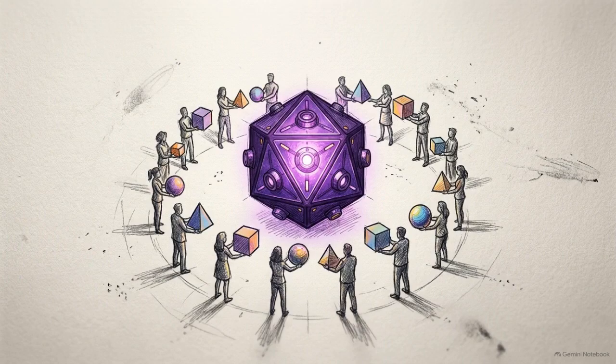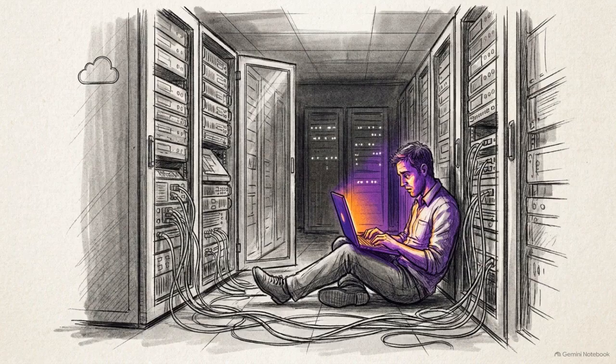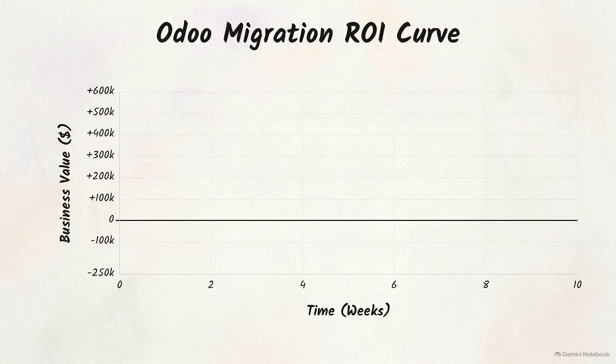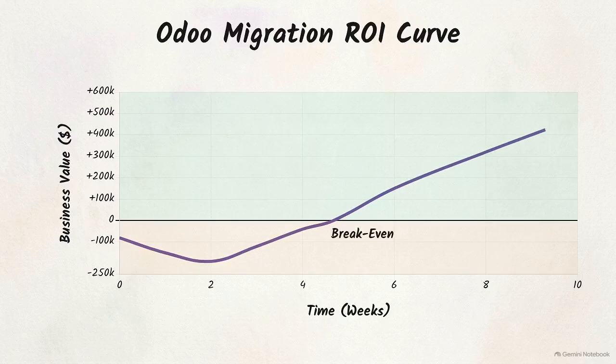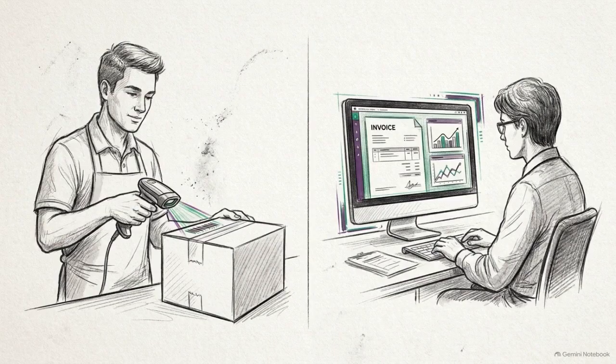The draw for most growing companies is the price tag. Odoo's Community Edition is completely open source, meaning there are absolutely zero licensing costs. But in the world of enterprise resource planning, a software license that costs nothing usually means you are paying for it in IT labor and server infrastructure. So today, we are going to calculate the actual return on investment of migrating to Odoo. We need to figure out if the headache of setting up and self-hosting a system is worth the benefit of having all your data under one roof.